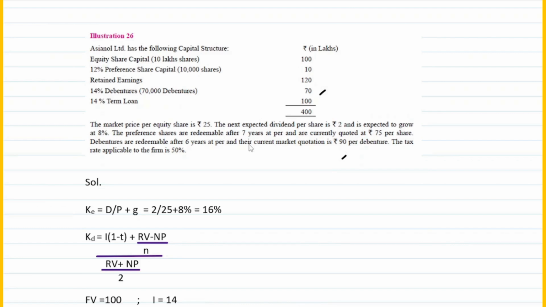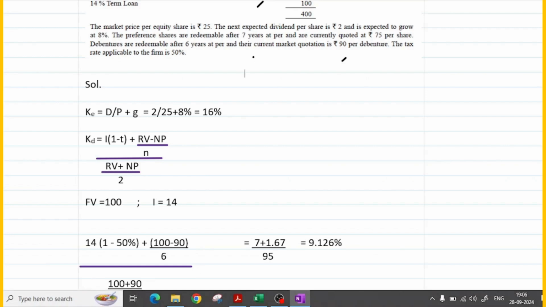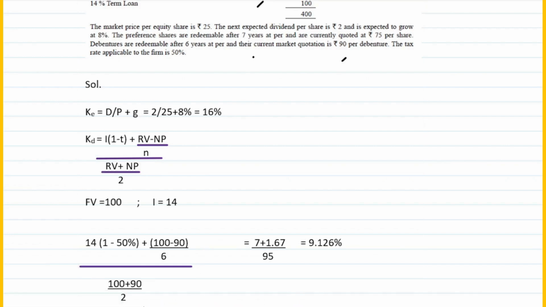The number of debentures is 70,000. So that makes the face value 100. So your face value is 100, your net proceeds is 90, the number of years is 6 from your question. Tax rate is given as 50%. Sorry, the formula is 14 into 1 minus tax. So interest into 1 minus tax. You'd be knowing that all the debt instruments are tax deductible.